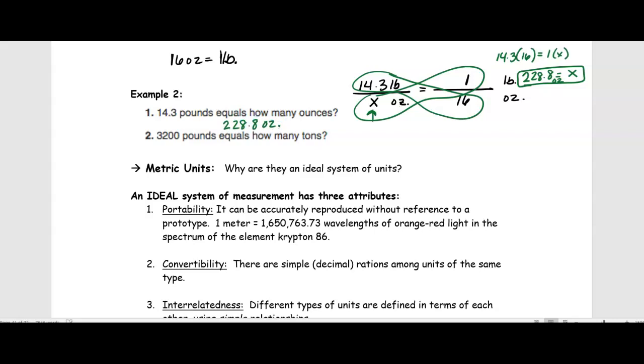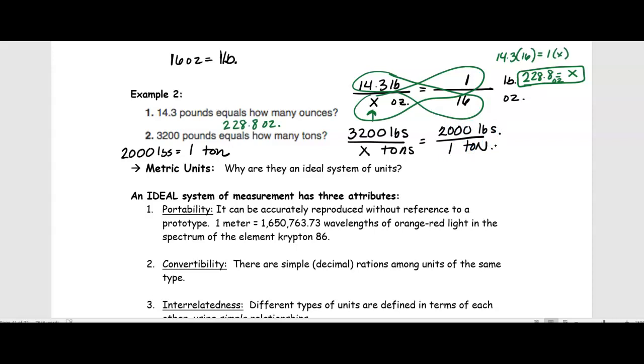Okay, so for number 2, we're going to set up a similar proportion. So we want to know 3,200 pounds equals how many tons? So I look up the conversion between pounds and tons, and there are 2,000 pounds in 1 ton. So I'm going to keep my pounds on the top. So 2,000 pounds goes on the top, and then 1 ton goes on the bottom.